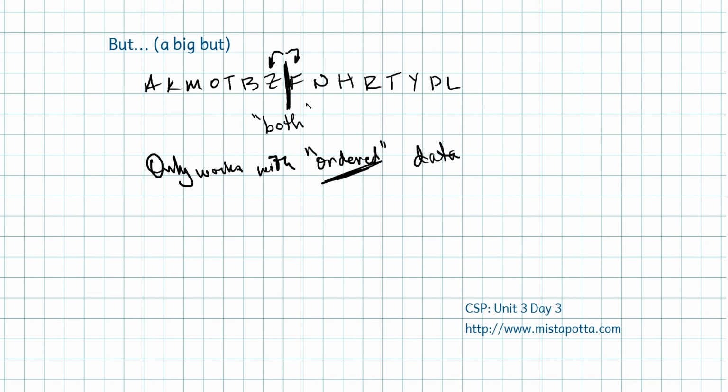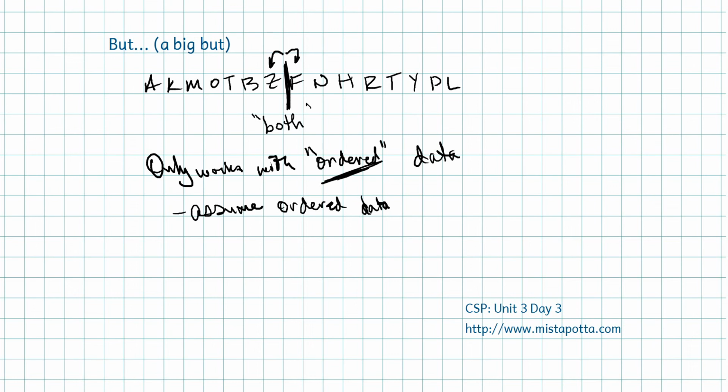In other words, it's only going to be able to work if I can put this data in a particular order so that I can say, okay, I belong in the first half of this set of data, or I belong in the second half of this set of data. If I don't have the data ordered, then I'm going to run into problems. So we have to assume that our data is ordered. So we're going to assume ordered data.